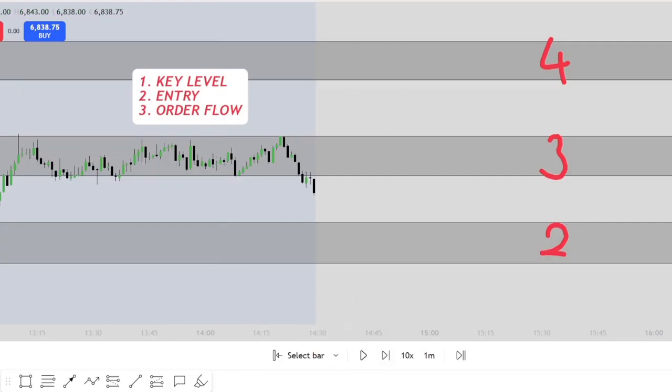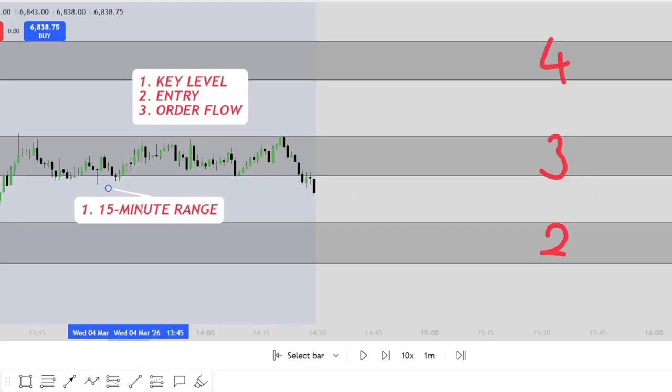So first, what I do is I wait for the first 15 minutes. So I don't trade the first 15 minutes, or I very rarely trade the first 15 minutes. And I call this the 15-minute range. Some people call this the opening range breakout. I don't want to confuse it with that because the opening range breakout is often, people mess up with that because they don't know either how to read the key levels or they don't have the right order flow system in place. That's why I don't like to call it the ORB. I prefer to call it the 15-minute range.